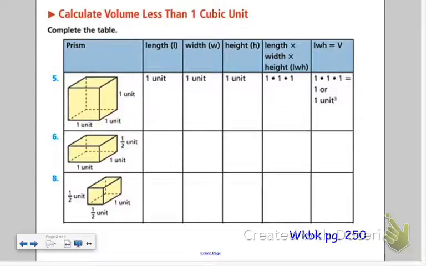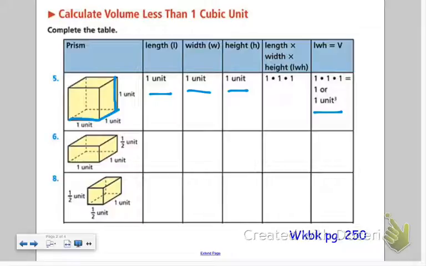You can see that you have a cube. It's got a length of 1 unit, a width of 1 unit, and a height of 1 unit. So if you apply that formula of length times width times height, or 1 times 1 times 1, you can see that the volume of this cube is 1 cubic unit, which makes sense. The whole thing itself is a cube, so it's made up of 1 cubic unit.